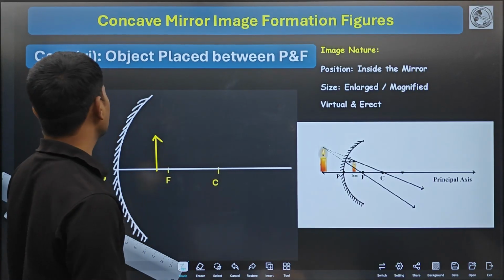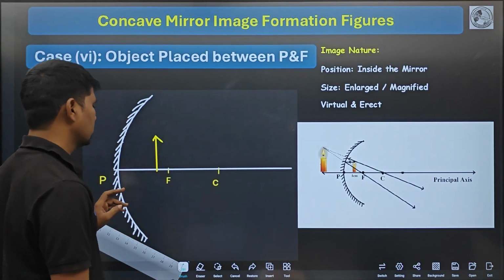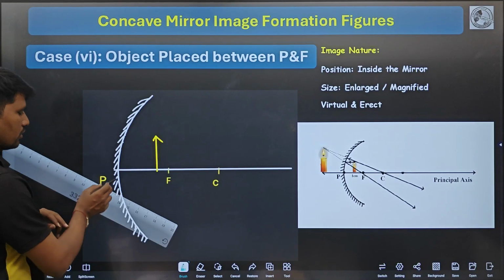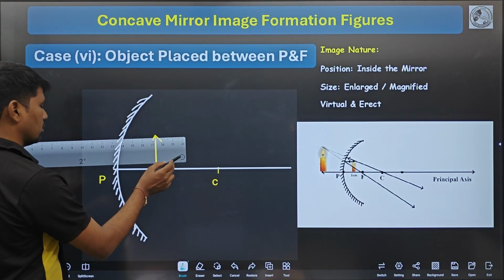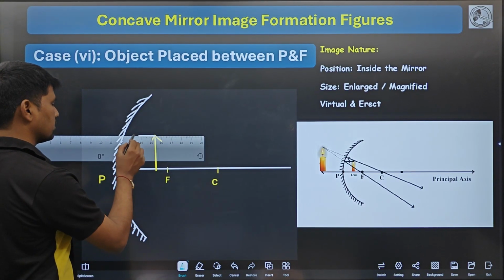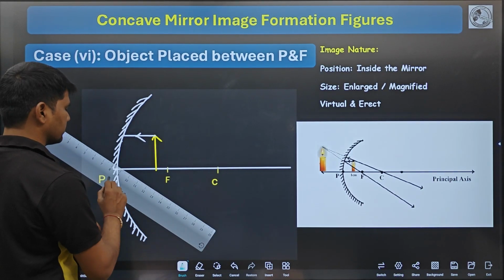Image formation figures, case 6. Object placed between P and F. Right. So now the object I have taken between P and F. The first ray rule: parallel ray we have to take. Incident ray is parallel to the principal axis. Then after reflection it passes through focus.